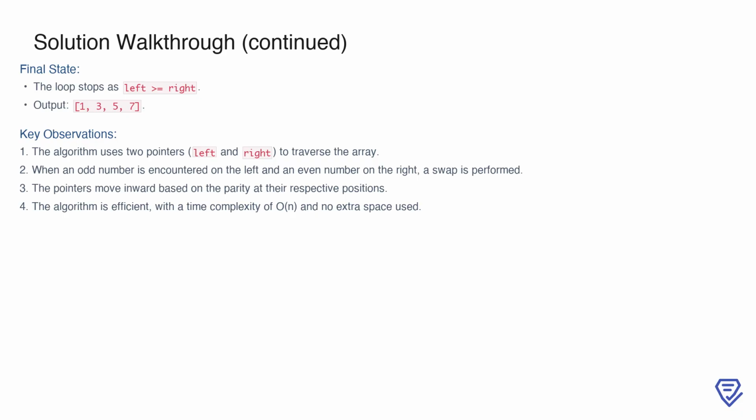When an odd number is encountered on the left and an even number on the right, a swap is performed. The pointers then move inward based on the parity of the numbers at their respective positions. This approach is efficient, operating in O(n) time complexity, as each element is processed at most once. Additionally, the algorithm uses no extra space, making it an in-place solution. These properties make it well-suited for sorting arrays by parity in an optimized manner.